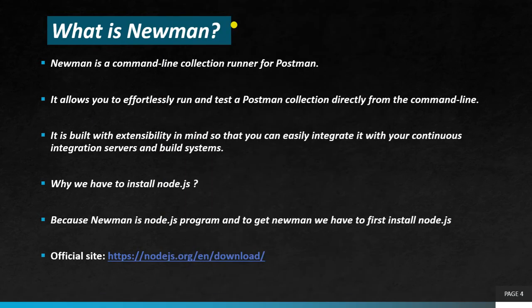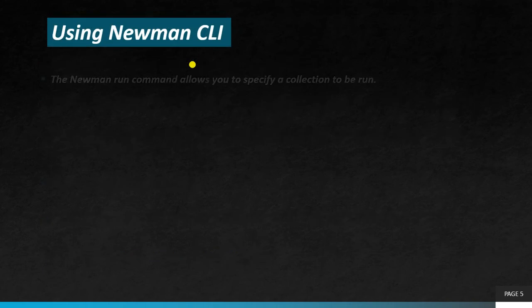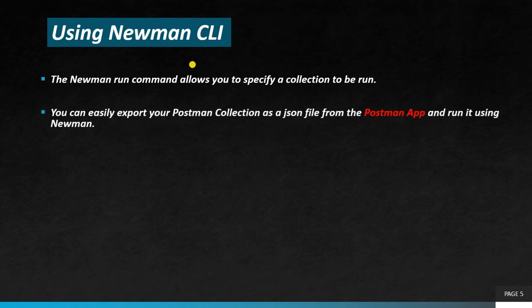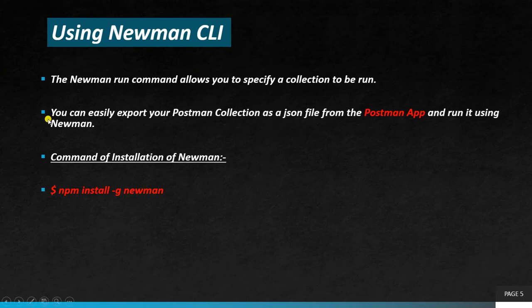Now, next, let's move to Newman. The Newman run command allows you to specify a collection to be run. You can easily export your Postman collection as a JSON file from the Postman app and run it using Newman. These are the command lines from where you can install Newman in your system, run your Newman, and generate your report. So this is the command for installing Newman in your system. You need to provide npm install -g newman.